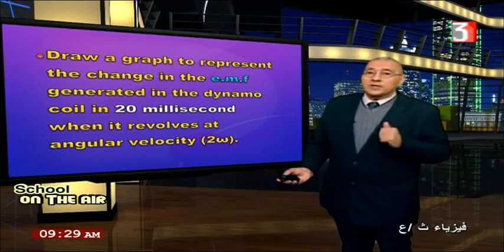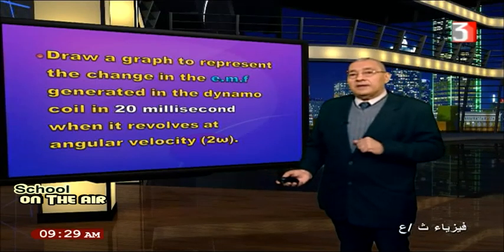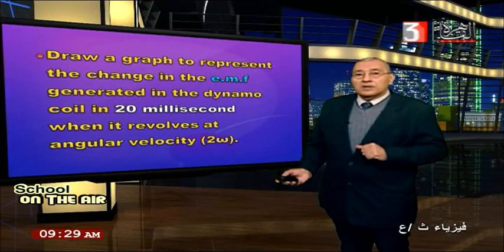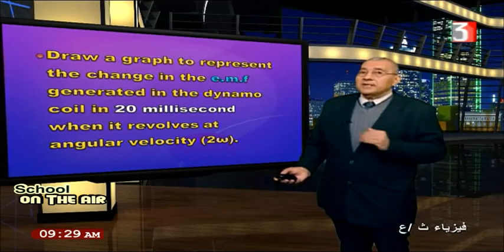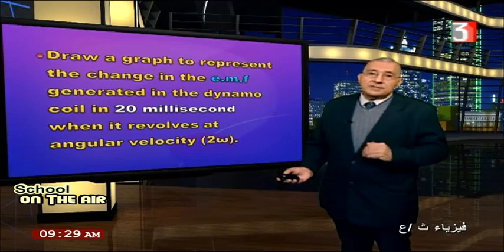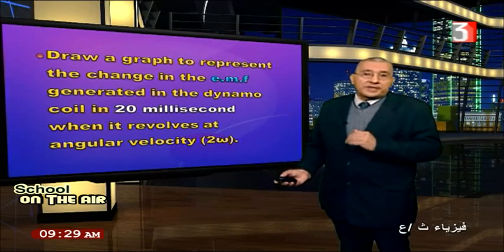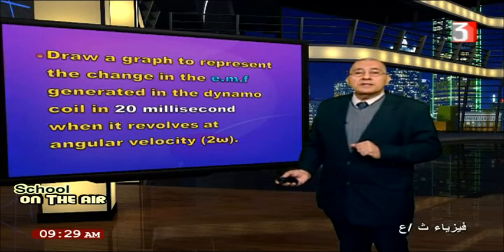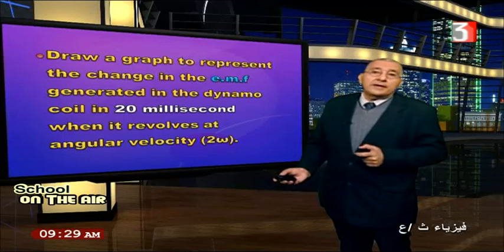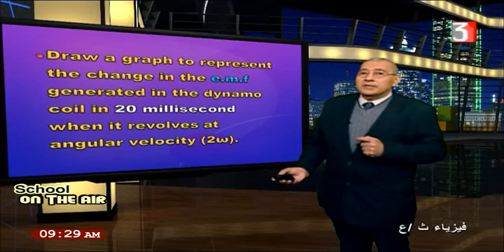What is the effect of doubling the frequency? We should show in the diagram doubling the frequency. Doubling omega means doubling the frequency. It is 2 pi f. And when the frequency is doubled, the EMF generated will be doubled. So we have to interpret this on the diagram we'll draw.